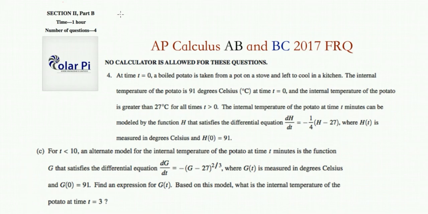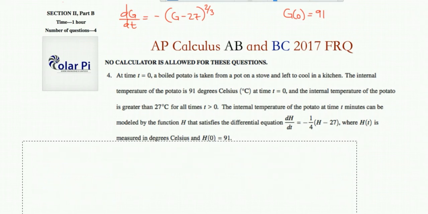Okay, so what we have to summarize is that dg dt is equal to the negative of g minus 27 to the 2/3 power. And equally importantly, we know that g of 0 is equal to 91. And we also keep in mind that once we find g of t, we have to evaluate it at t equals 3. Yeah? Okay, cool.